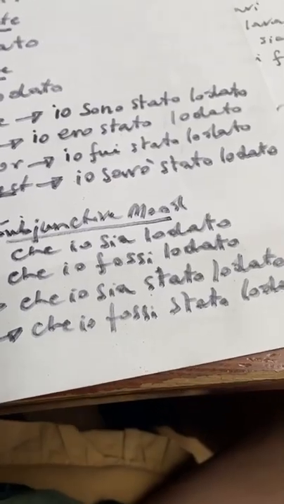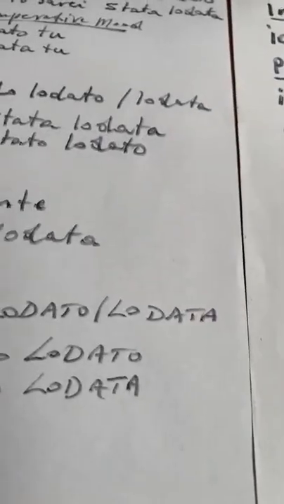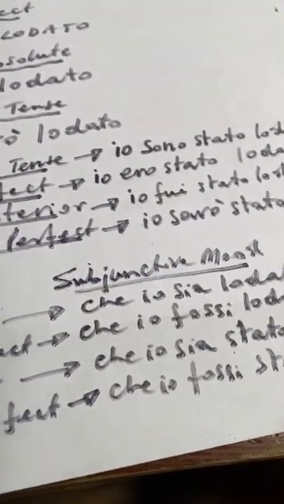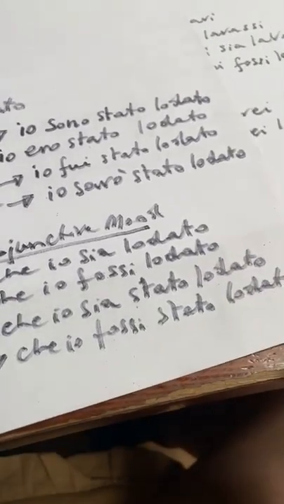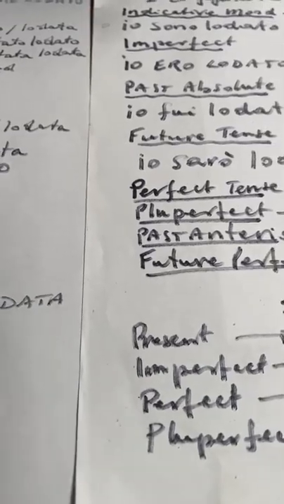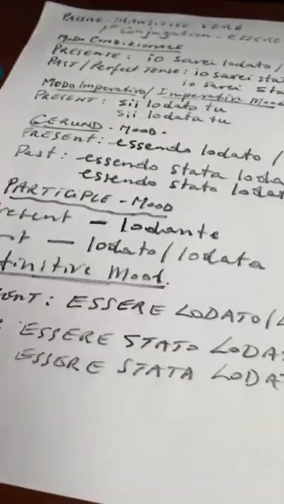See that? Che io sia lodato, and then io sono stato lodato, subjunctive mood here. That's the present tense of the subjunctive mood. Okay, it's a bit, you know, I can't present it all today to you, but this is it here.